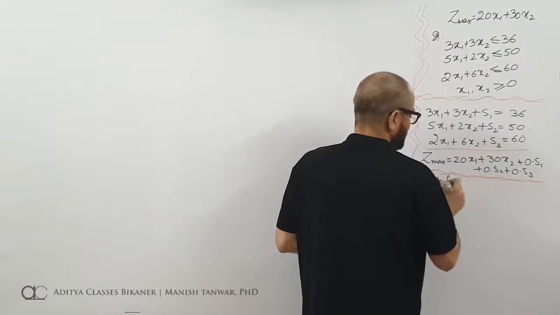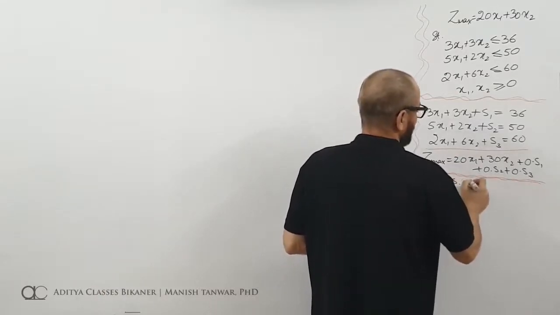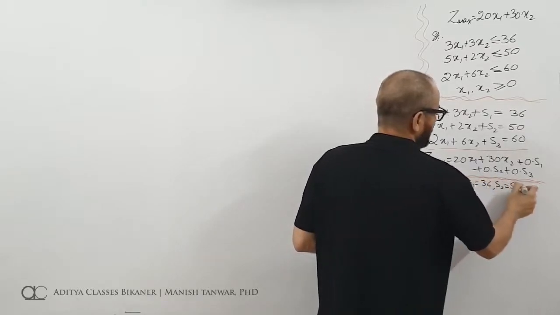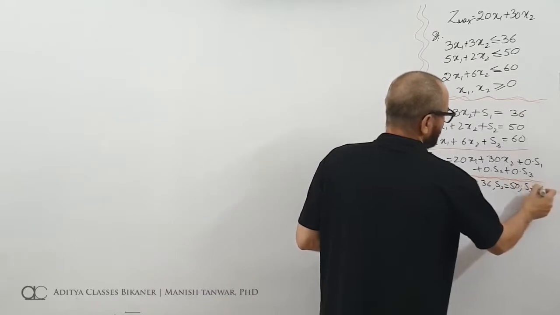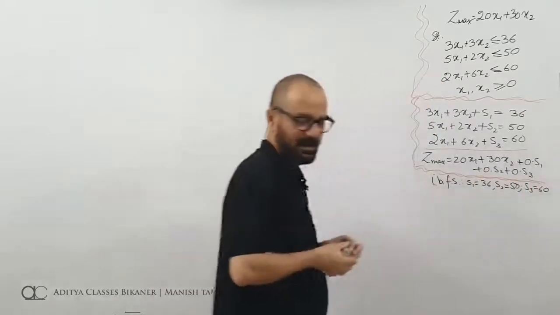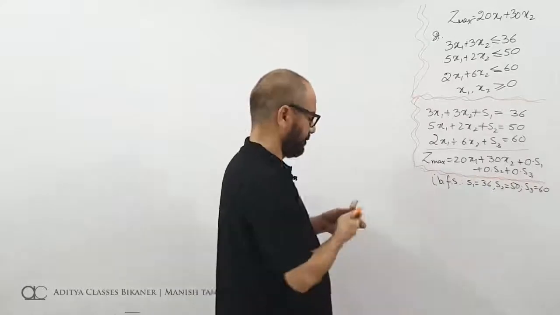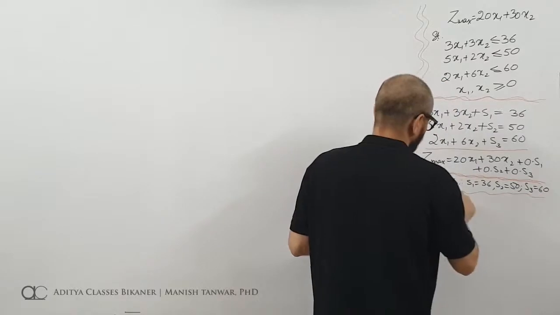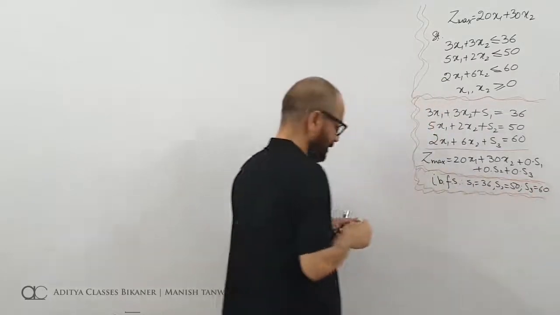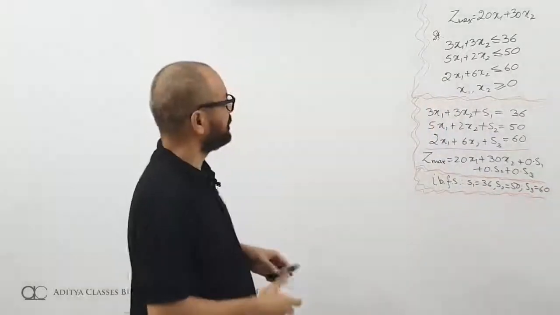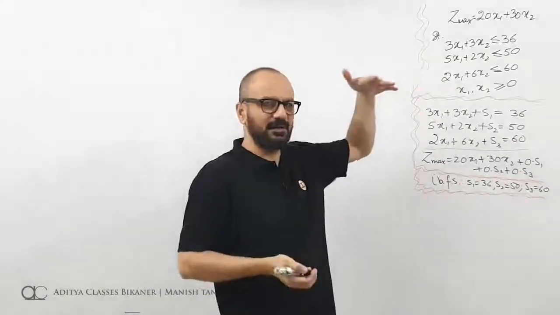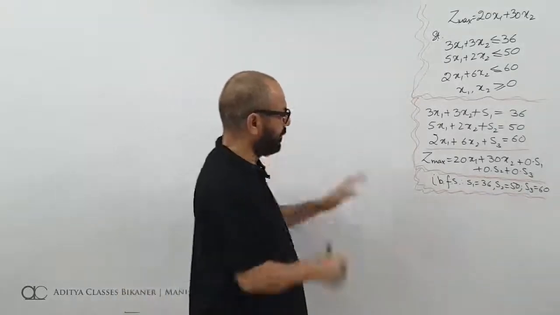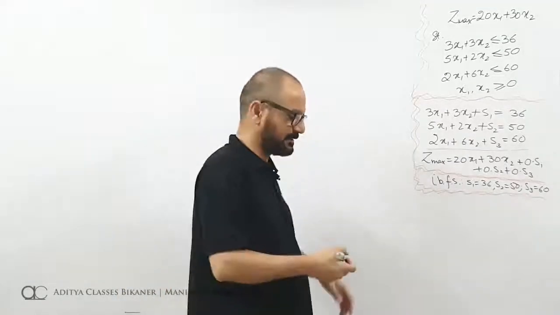What is my IBFS? My IBFS is S1 is equal to 36, S2 is equal to 50 and S3 is equal to 60. This is my IBFS. Now let us prepare our first simplex table. Now because we have 3 different constraints, our calculations are going to be lengthy. So in order to save the board, I'll put my first simplex table over here itself.